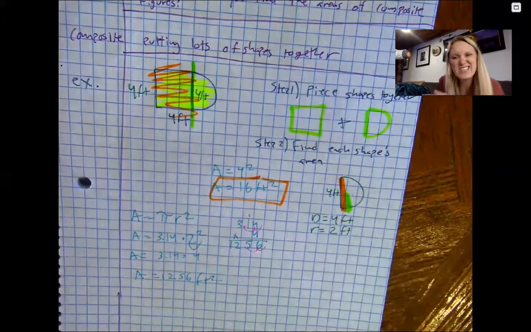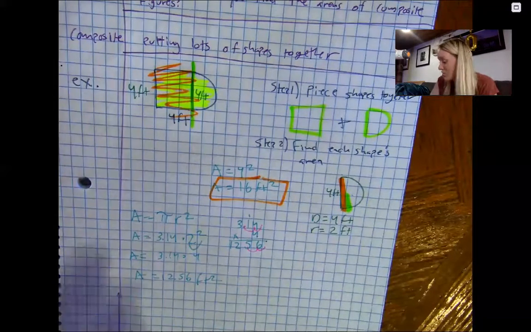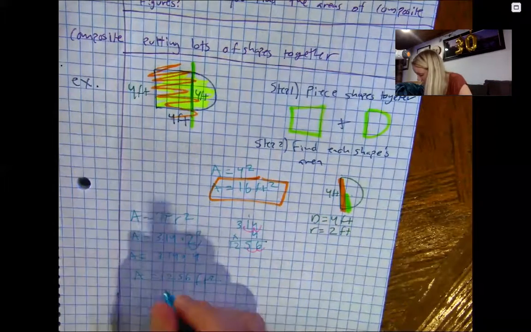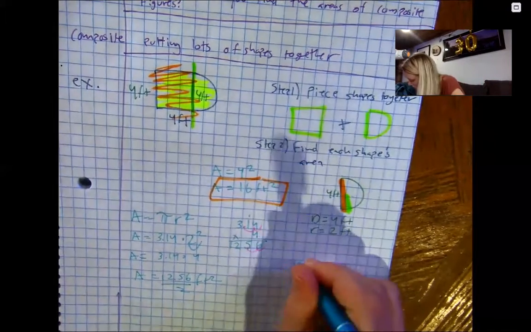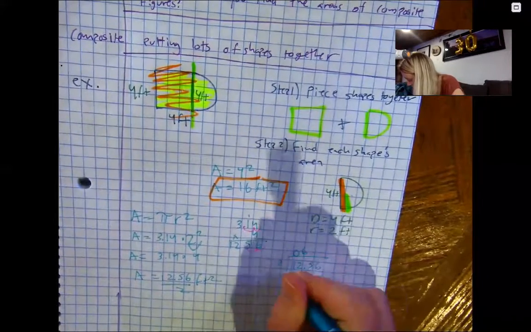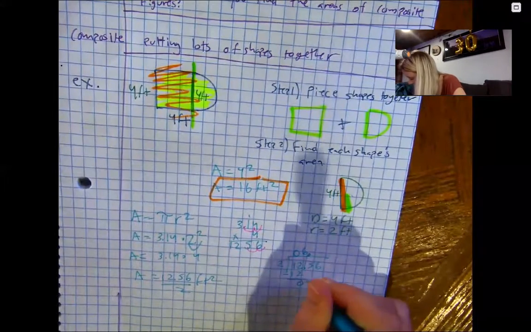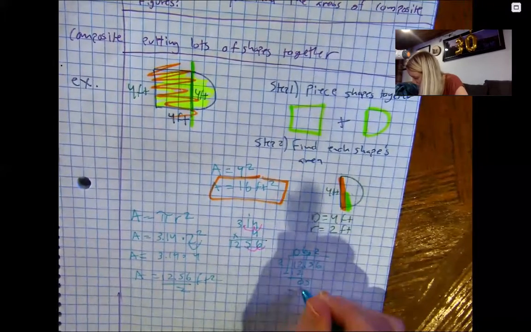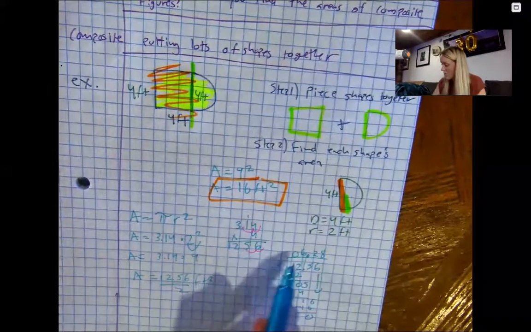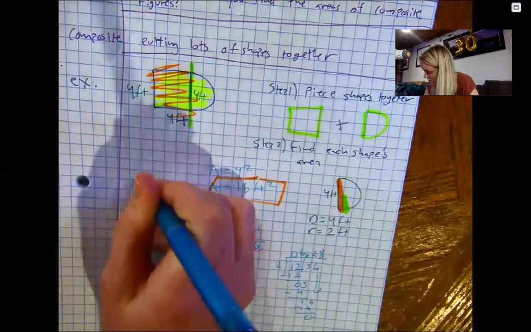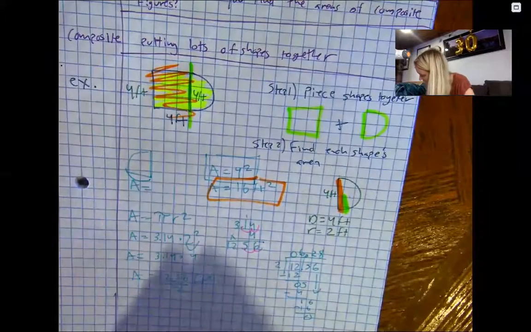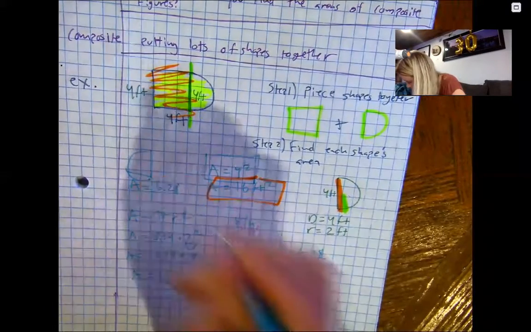Now, I'm not done, because is that a whole circle? No, I only needed half the circle. So to find half of a circle, I just divide 12.56 by 2. 12.56 divided by 2. 2 does not go into 1, put a 0 above it. 2 goes into 12 6 times. Bring down the 5. 2 goes into 5 2 times. 2 times 2 is 4. 1 left over, bring down the 6. 2 goes into 16 8 times, no leftovers. So the area of this half circle was 6.28 feet squared.